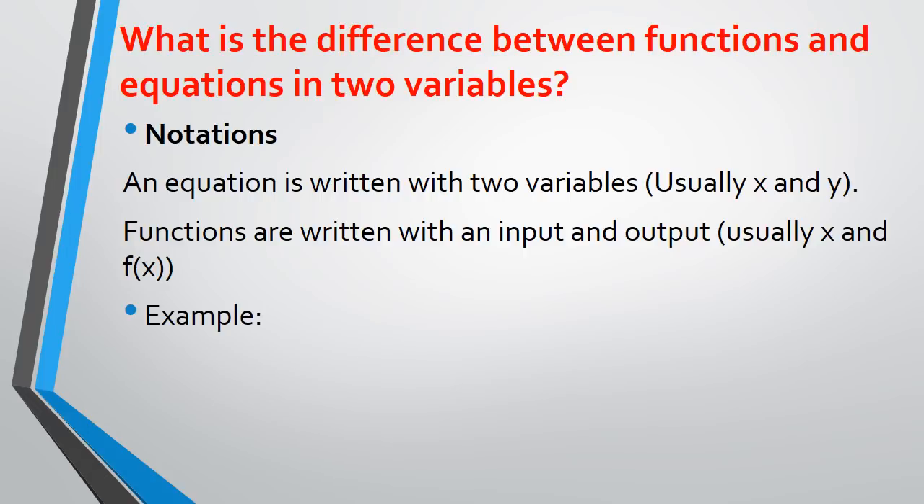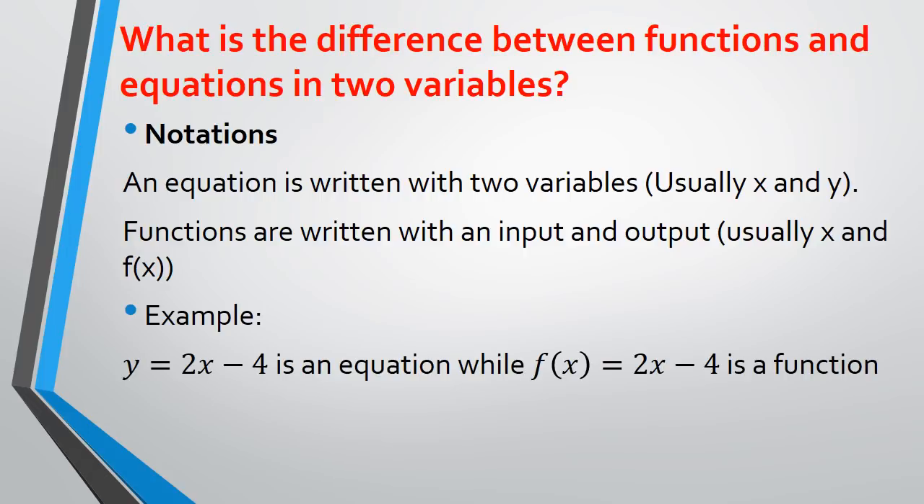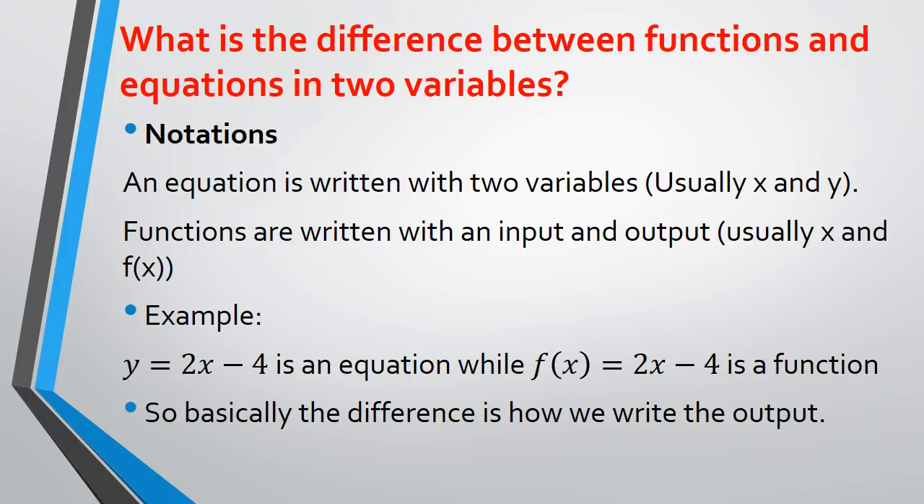So let's take a look at an example here. We have y equals 2x minus 4. This is an equation with two variables, x and y, while if we write it as f of x equals 2x minus 4, where we switch y with f of x, this is a function. So basically the difference is how we write the output. For equations, it's y. For functions, it's f of x.